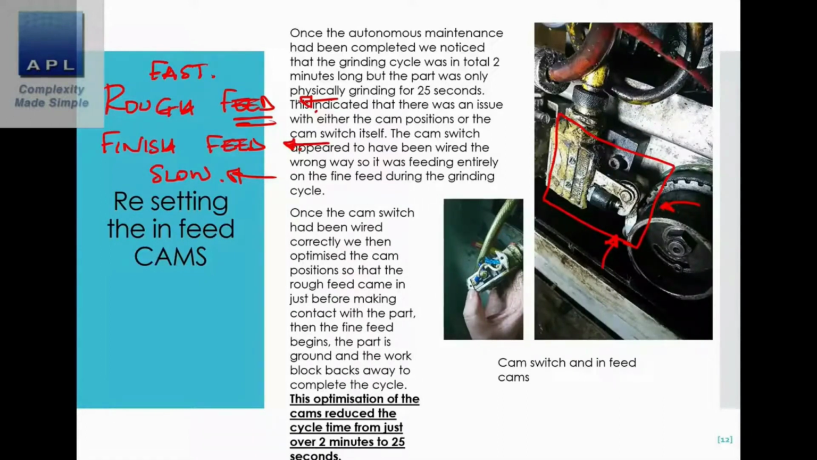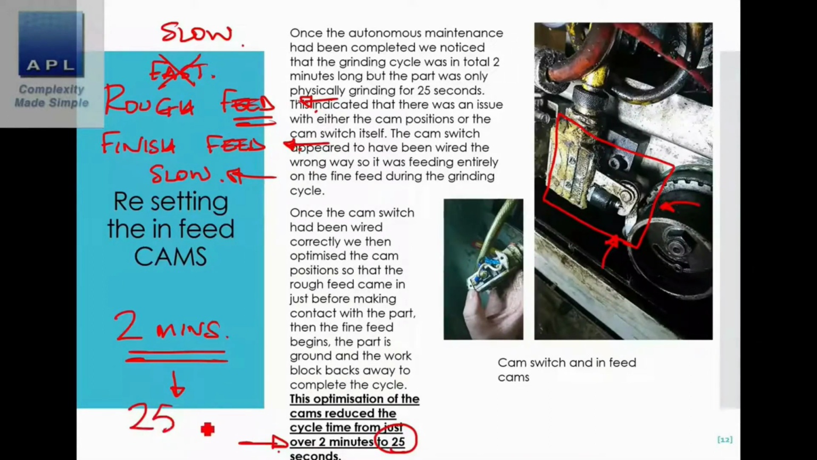And you can see here, look, he's got a cycle time. He got a cycle time which lasted 2 minutes, mainly because this thing was going slow instead of fast. But the cycle time was 2 minutes. He's now taken the cycle time down to 25 seconds.